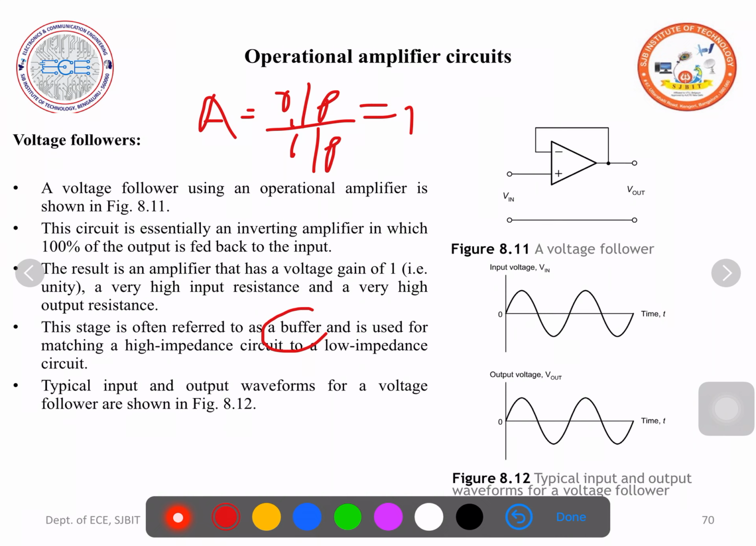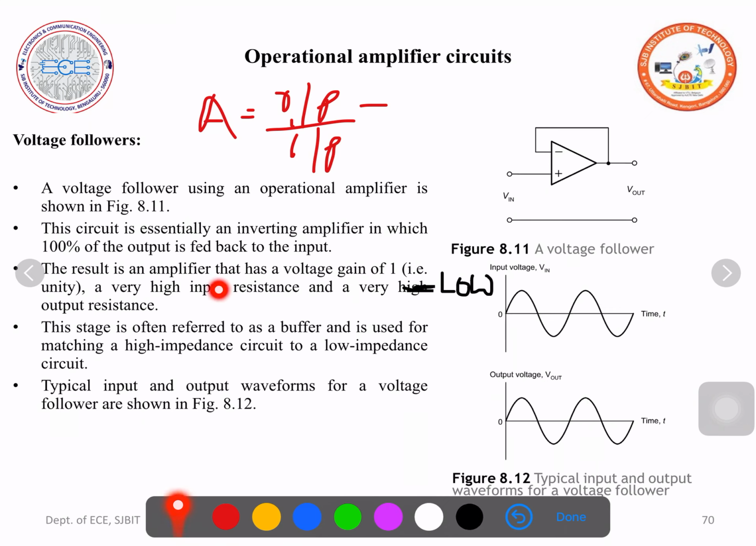Here we can use this voltage follower as a buffer. So voltage gain is 1. So it is having very high input resistance. One more mistake here is, this is very low output resistance. I don't know why VTU has selected this as a prescribed textbook, which consists of lot of mistakes. So in your notes, in your downloaded notes or textbook or PPT, you should make all these changes.